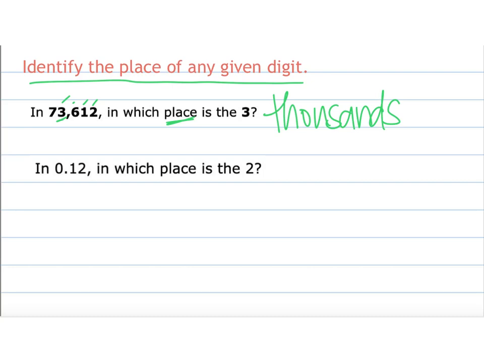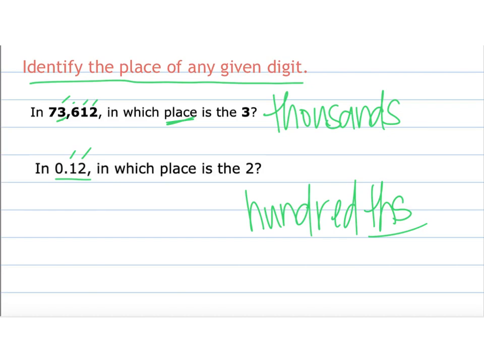Next one, in this number, in which place is the 2? So now we're after the decimal, so we have tenths, hundredths, so that's the place. Okay, our place value chart. So it's in the hundredths. So these are examples to have written down along with the answer. Again, after the decimal ends with that THS.